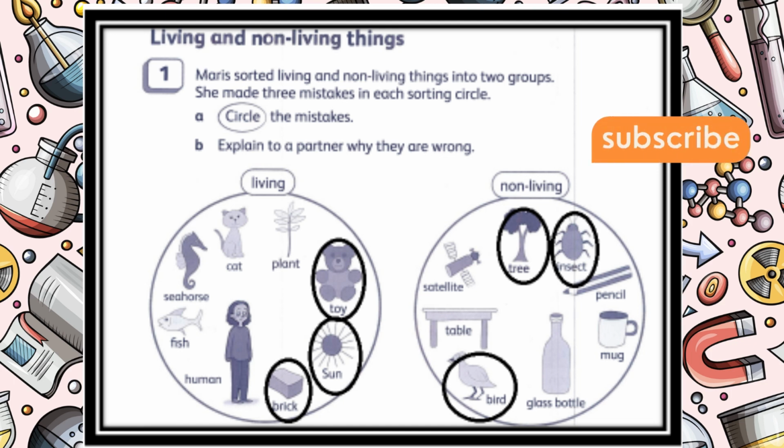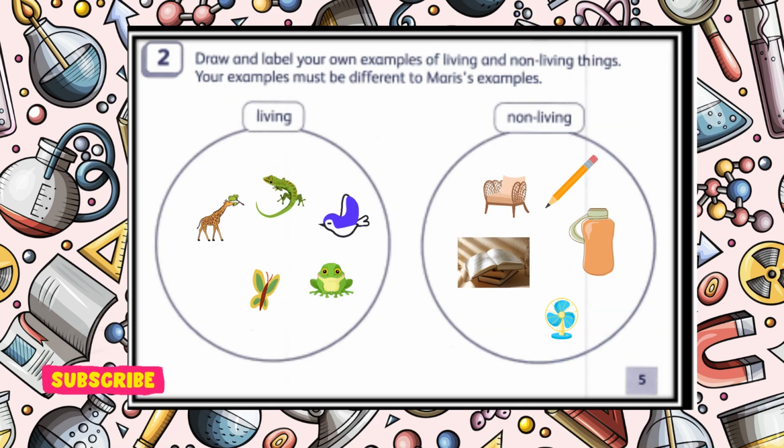So these are living things, but they are in the non-living things circle. So these are mistakes, and you have to explain why they are wrong. Okay, so non-living things are in the living things group, and living things are in the non-living things group. So this is the mistake.